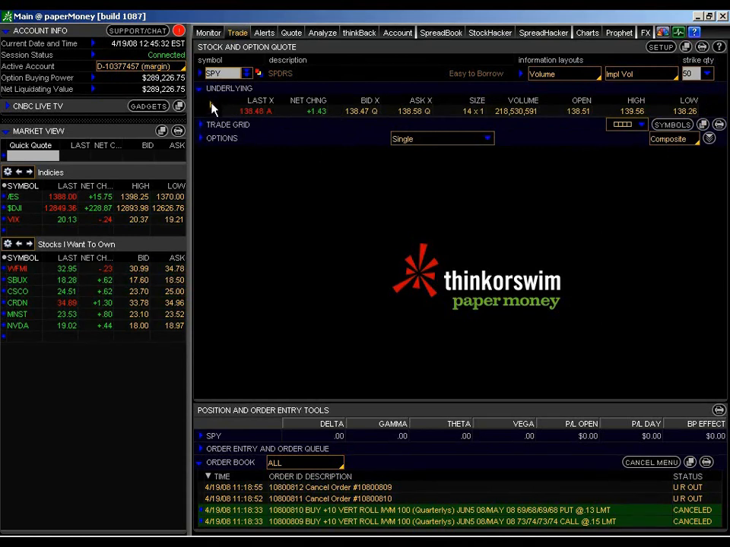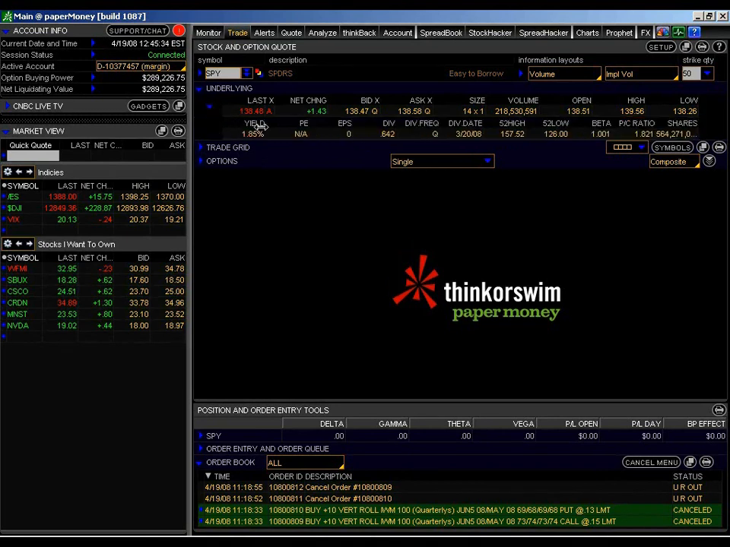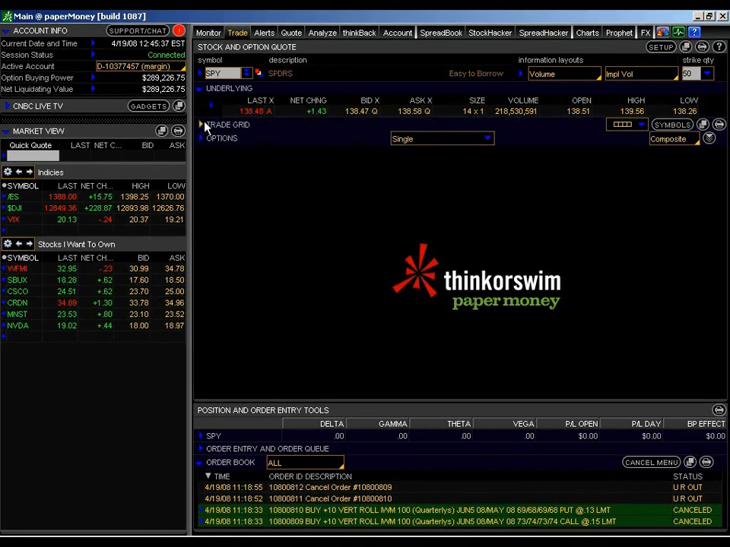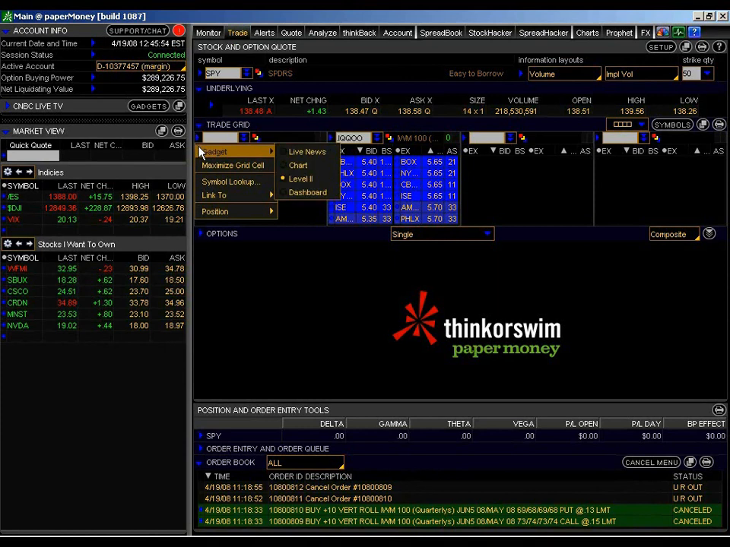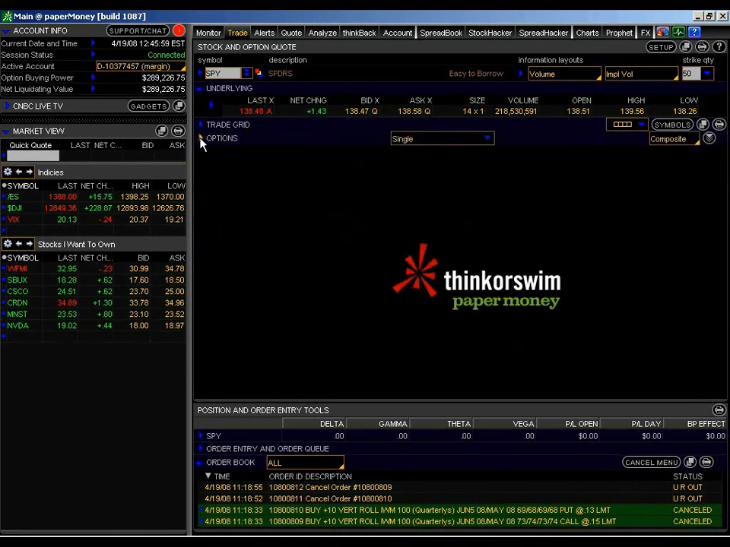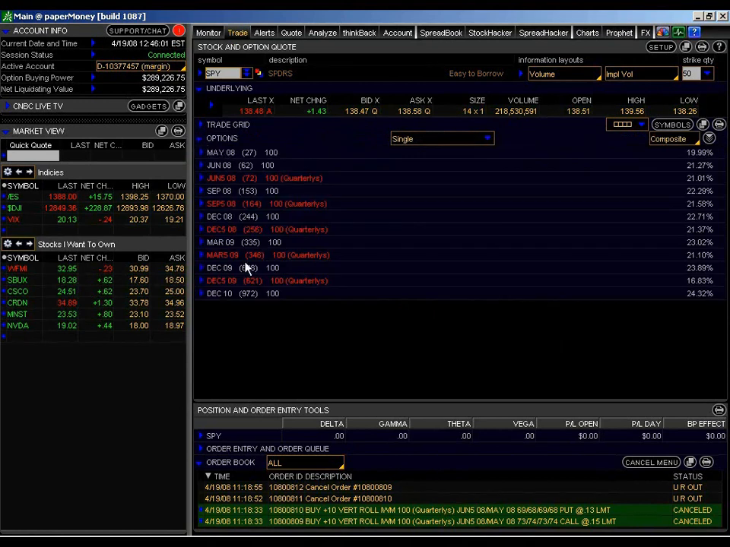If you open this, it's pointing to the price, it opens up additional information that you can look at. You can open up a trade grid, which gives you the current bid and ask from most of the major option exchanges. I don't usually keep that open. And I just want to close that. Oh, it's up here. There we go. And then the option tab, this will bring up all of the current available options for this underlying symbol.